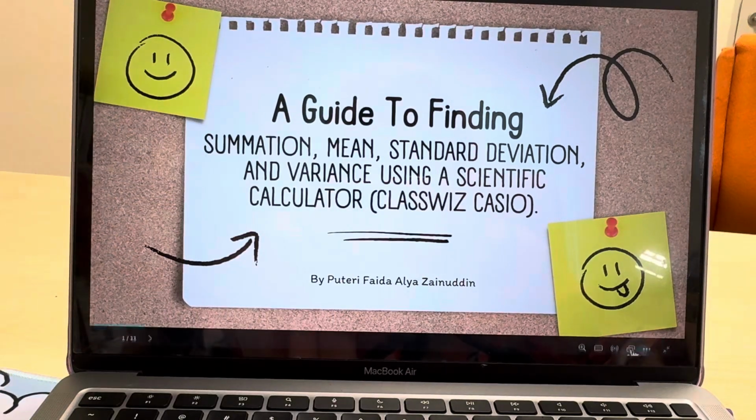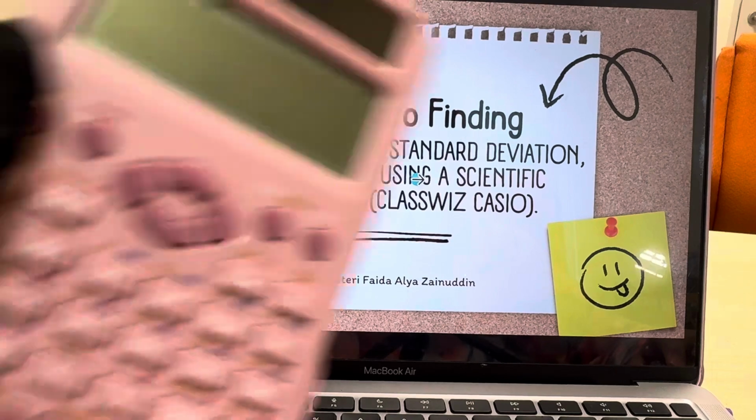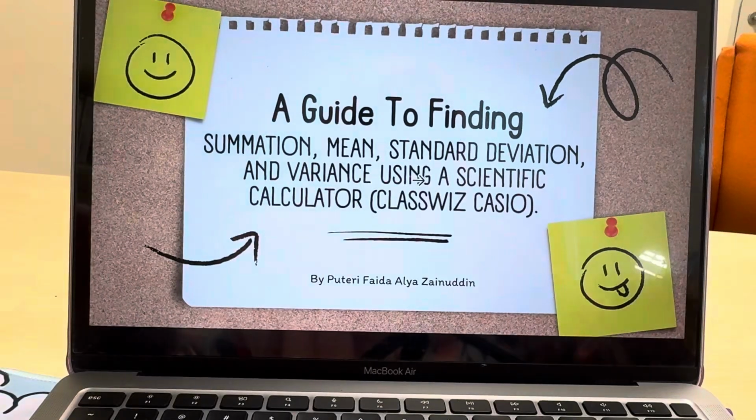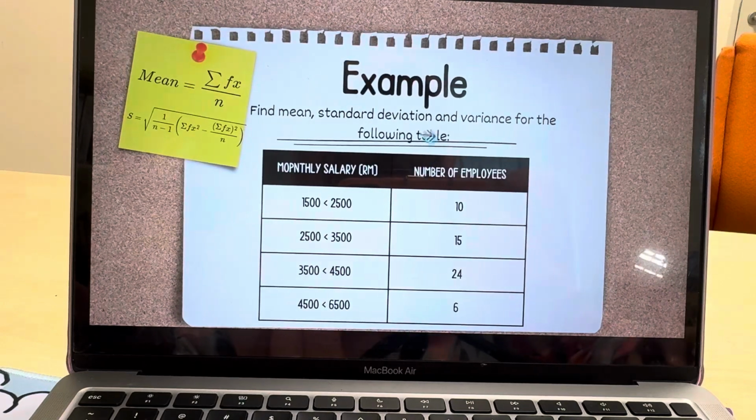Hi, in this video, I'm going to show you how to find the summation, mean, standard deviation, and variance using this calculator, but for group data. Okay, let's see an example here. We have monthly salary and number of employees.